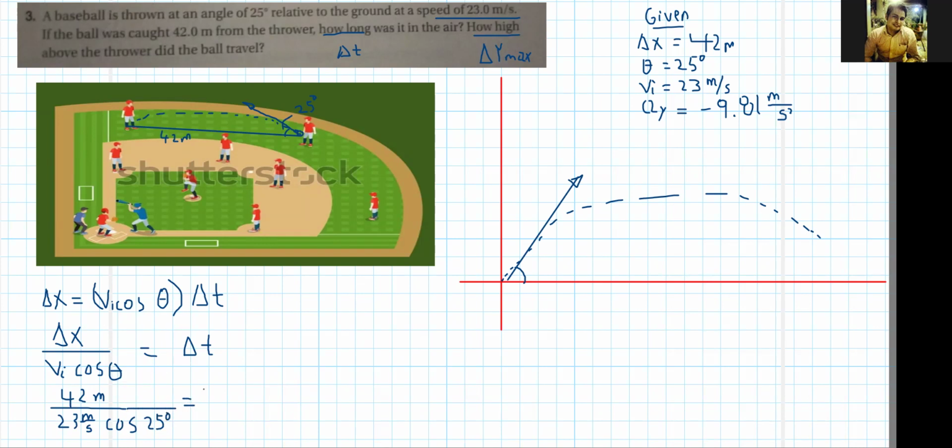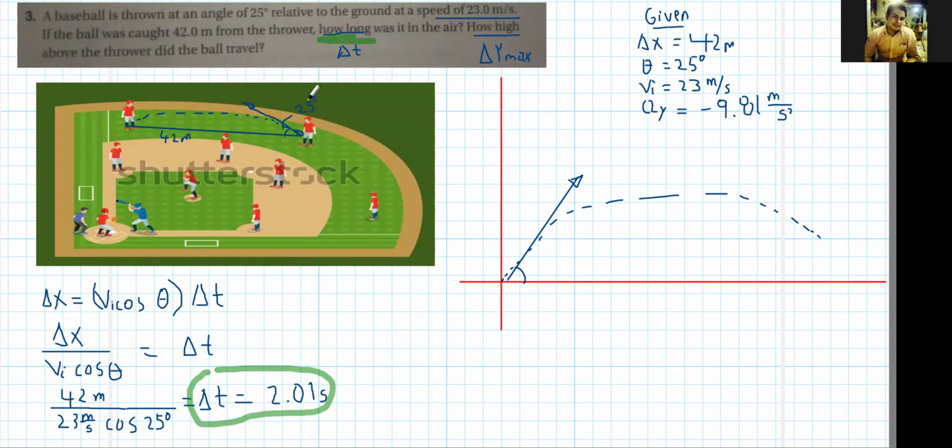And we have the answer for the first question, okay? If we calculate this, the answer, to 2 digits after the decimal point, is 2.01 seconds. Okay, 2.01 seconds. And there we have the answer corresponding to the first question, that is the interval of time.